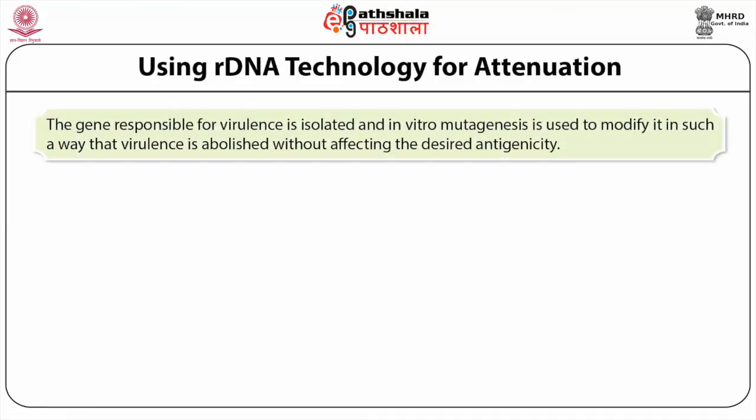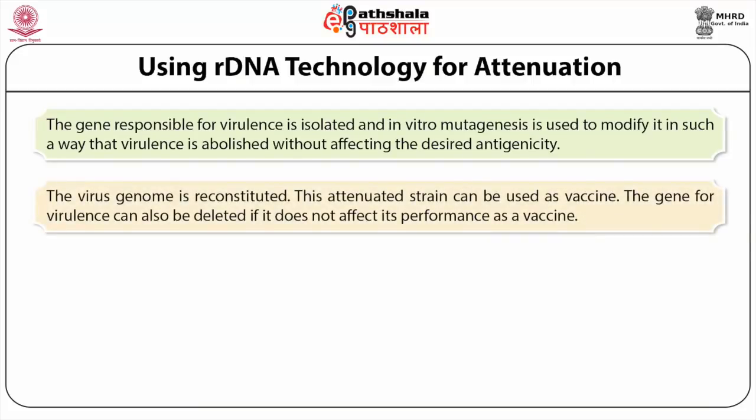The gene responsible for virulence is isolated, and in vitro mutagenesis is used to modify it in such a way that virulence is abolished without affecting the desired antigenicity. The virus genome is reconstituted. This attenuated strain can be used as a vaccine. The gene for virulence can also be deleted if it does not affect its performance as a vaccine.